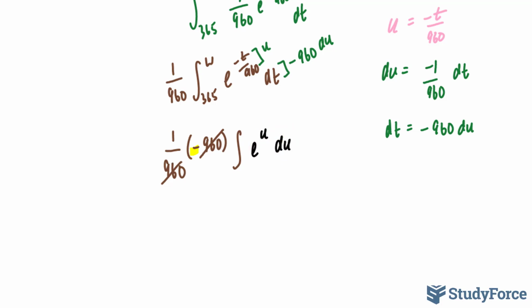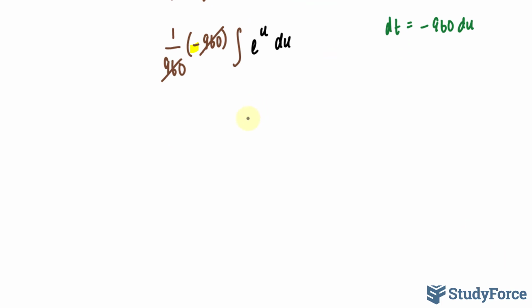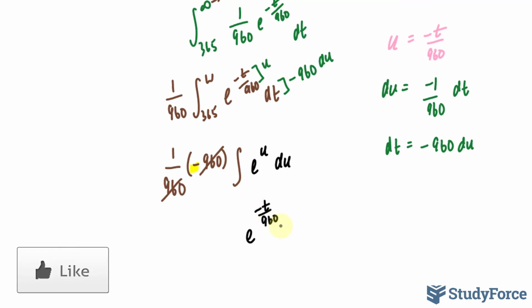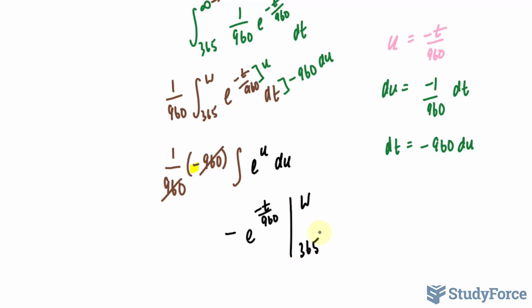In fact, the integral of e to the power of u is simply e to the power of u, and replacing u back with what I set it as, negative t over 960. That is our integral. No need for a constant because this is a definite integral. We have to evaluate this at w, our upper bound, and 365.